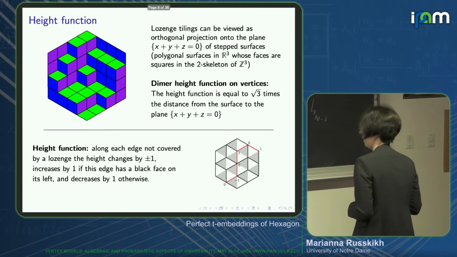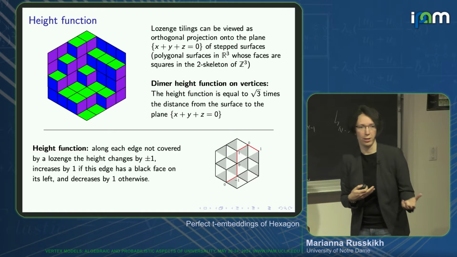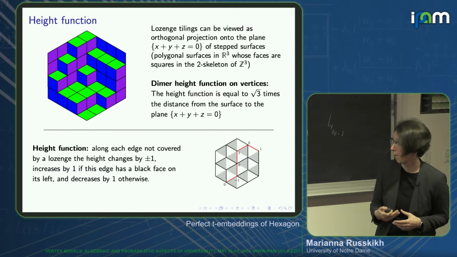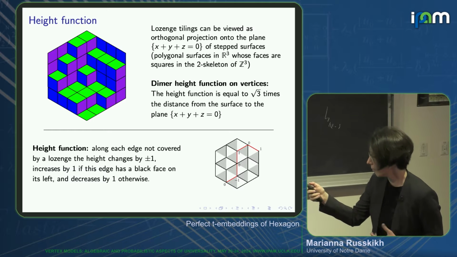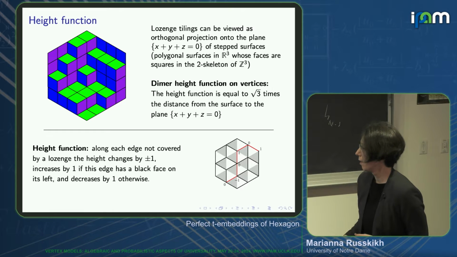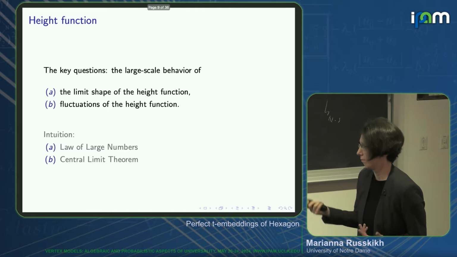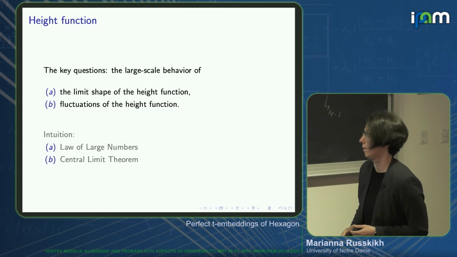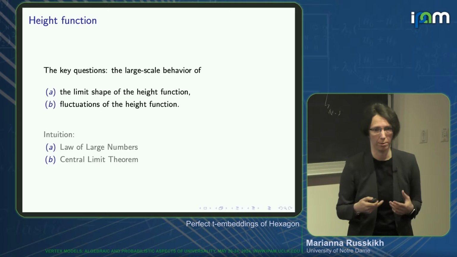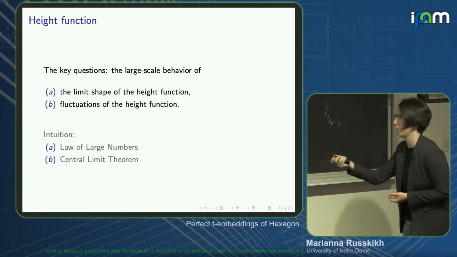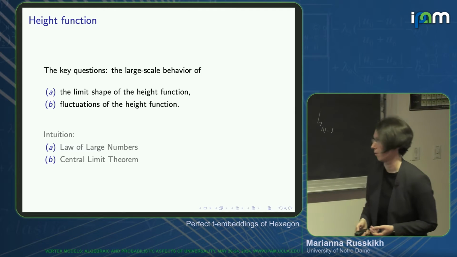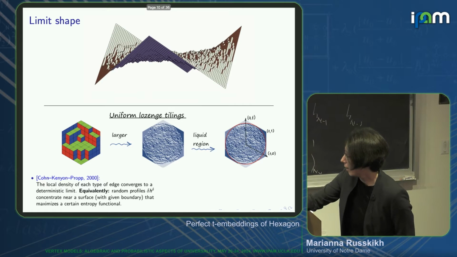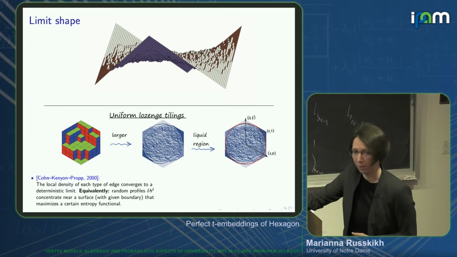So now, instead of the lozenge tiling, we might be interested in these surfaces in 3D. And one of the main questions is related to the limit shape. And the next natural question is about the fluctuations: if we already know the limit shape, how much does it fluctuate around the surface? And the limit shape for the hexagon is known.